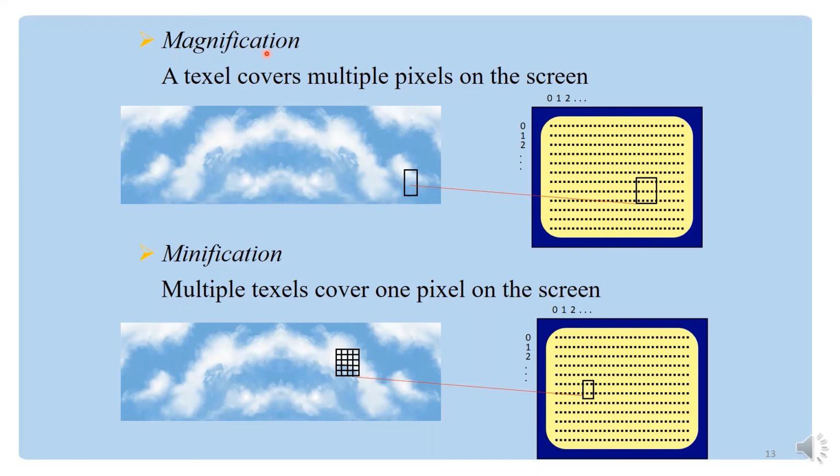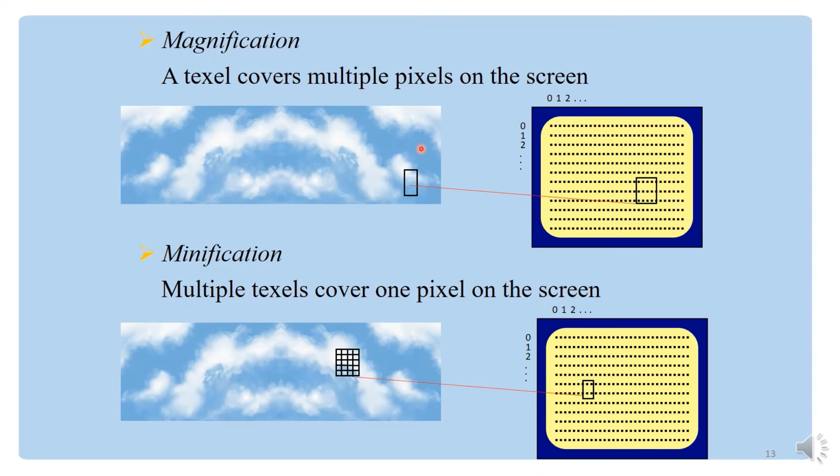Magnification is basically when a texel covers multiple pixels on the screen. As you know, a texel is a texture element. So a texture element here will cover multiple pixels on the screen. For example, take this as a sample texel, the texture element here. From this one it's going to cover multiple pixels on the screen. So this is the concept of magnification, where a texel or texture element covers multiple pixels on the screen.